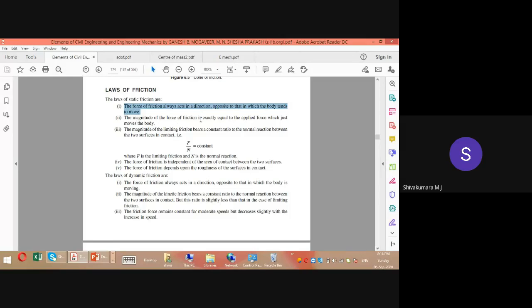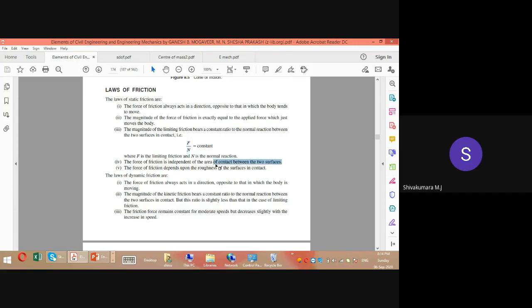The magnitude of the force of friction is exactly equal to the applied force which just moves the body. I explained this already. The magnitude of limiting friction bears a constant ratio, which is nothing but the coefficient of friction. That is mu equal to F by N. The force of friction is independent of the area of contact.